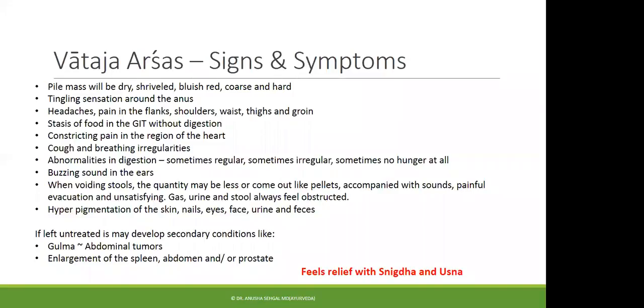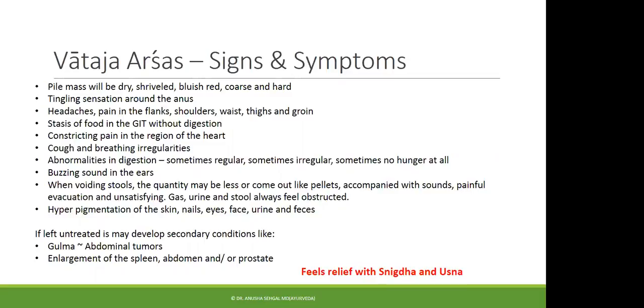There's usually a tingling sensation around the anus. This is one of those symptoms that can be an indicator before even the pile mass appears, or if the person has an internal pile mass, but we don't necessarily know for sure yet. The tingling sensation around the anus is usually one of those indicators. Headaches and pain in the flanks, shoulders, waist, thighs, and groin. These are, again, excessive movement of Vata, so these are the signs that you'll find with that.